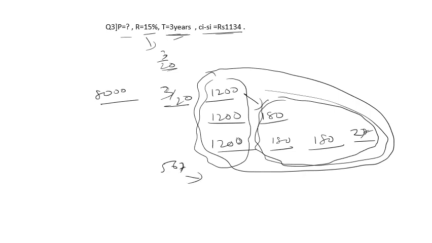567 corresponds to 1134. So 1 unit equal to 2. So 8000 corresponds to 16,000, guys. This is the answer. Now moving to the next question, guys.